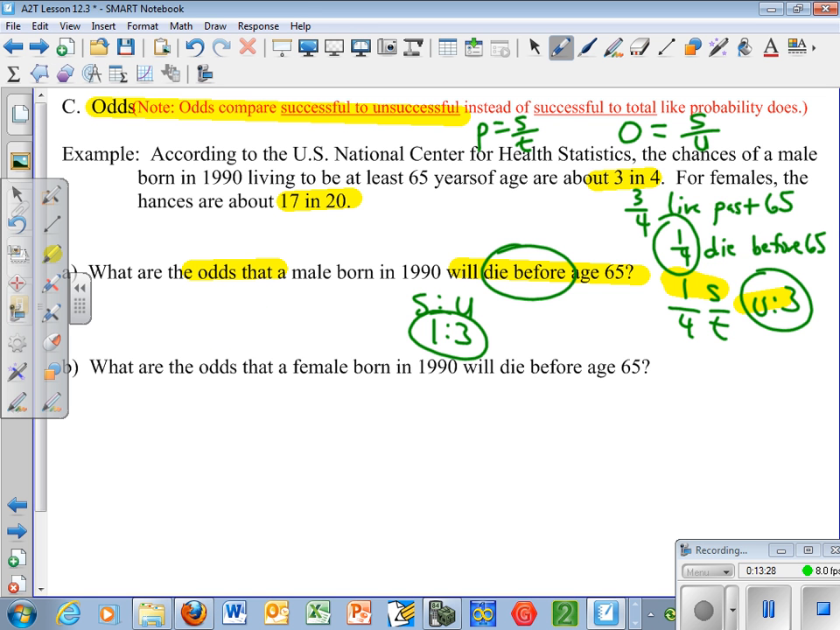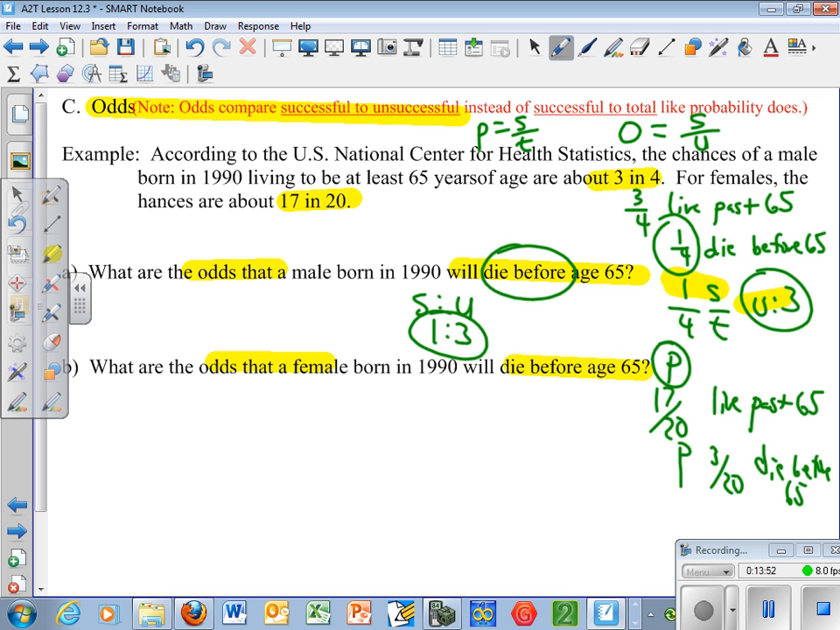What are the odds that a female, now we'll look at the females, die? So the probability that they live is 17 out of 20. That's the probability that they live past 65 or 65 or greater, which means the probability that they do not live is 3 out of 20, that they die before 65. So we're talking about, I know this sounds weird, but the successes are them actually dying. That doesn't sound successful, but that's what we're really talking about. So there's the probability. So the unsuccessfuls would be 17 then, if I take 20 and subtract my 3.